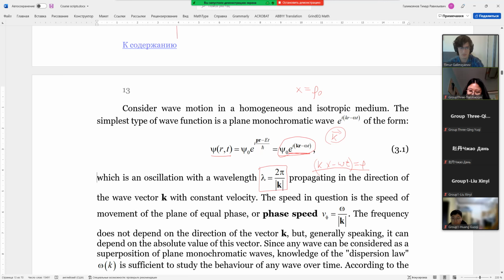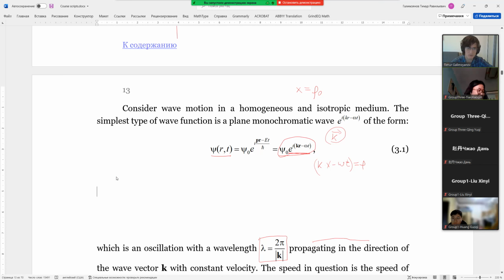Sorry, let's do it this way. Let's write kx equals phi plus omega t, and x equals phi divided by k plus omega divided by k times t. What you see here is just an equation of motion. That's the coordinate, in classical physics we would call it the initial coordinate, and this value in classical physics we would call velocity.